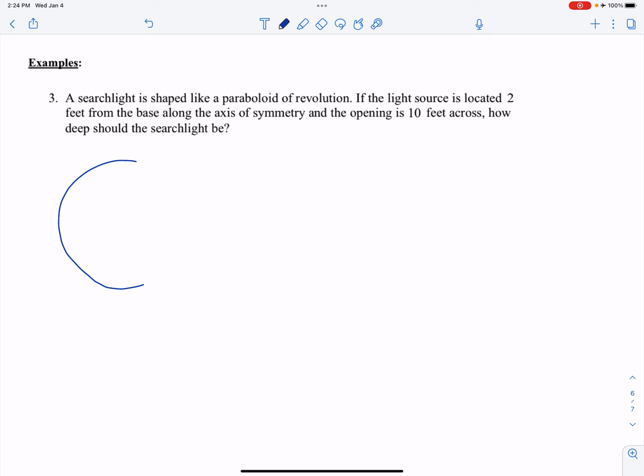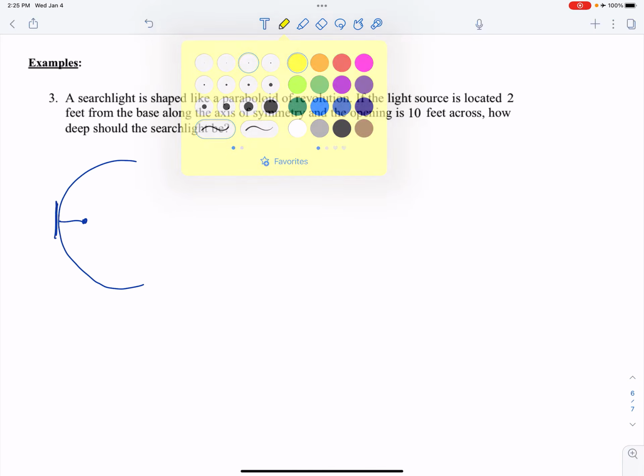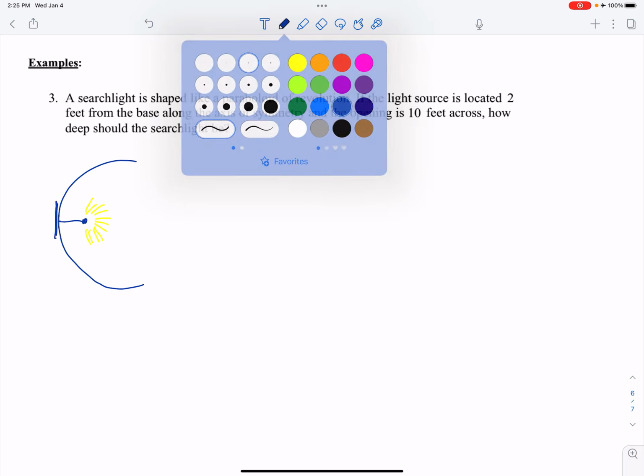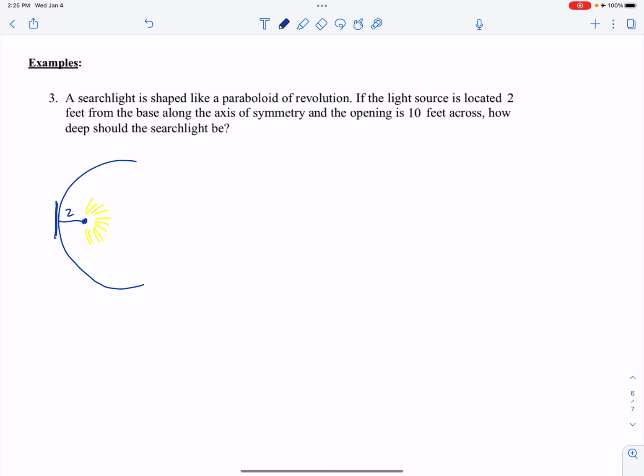It's telling us the light source is located 2 feet from the base. So if the base is down here, if we go up 2 feet, the light source is here. So we have this little light bulb here, and it's giving off light. There's our light source. And it's 2 feet from the base, and the opening is 10 feet across. So from here to here, we have 10 feet. So that's what our light is looking like.